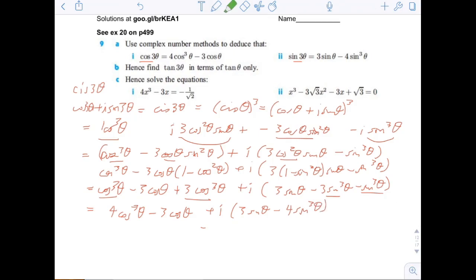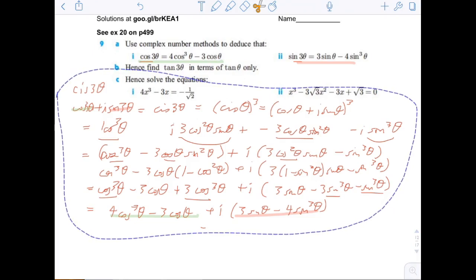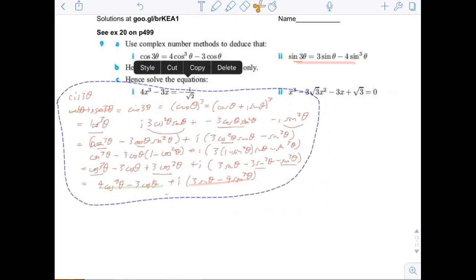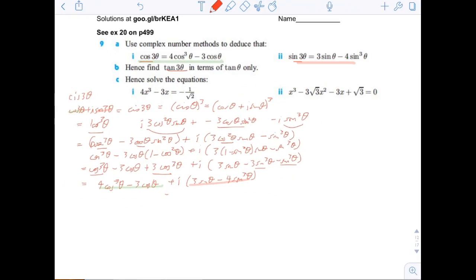So we can see that the real part, which is cosine 3 theta, is equal to this real part, which is 4 cosine cubed theta minus 3 cosine theta. And the imaginary part, sine 3 theta, is equal to 3 sine theta minus 4 sine cubed theta. So we have shown both this and we have shown this. Okay, so let's shrink this down a little bit, make some space. And then we'll work on tangent 3 theta.